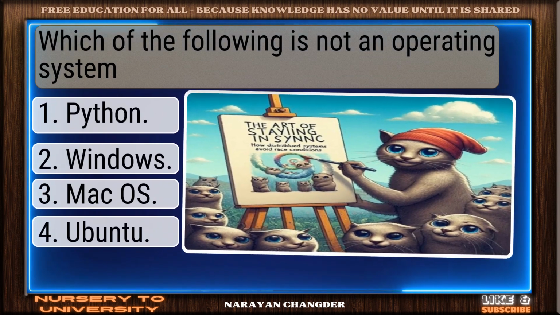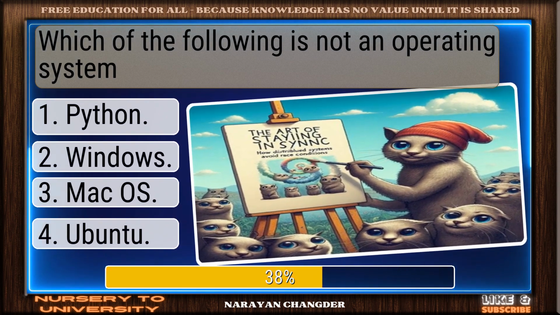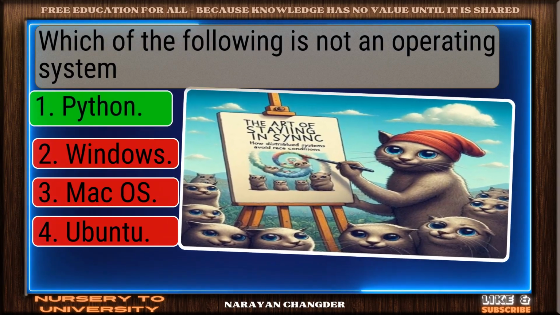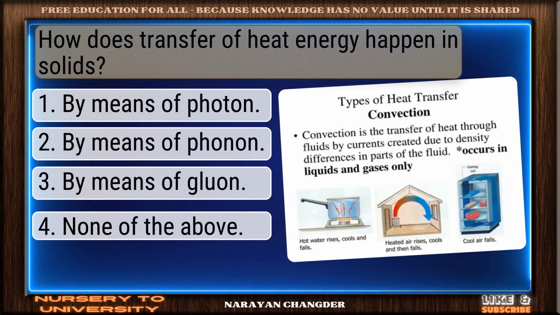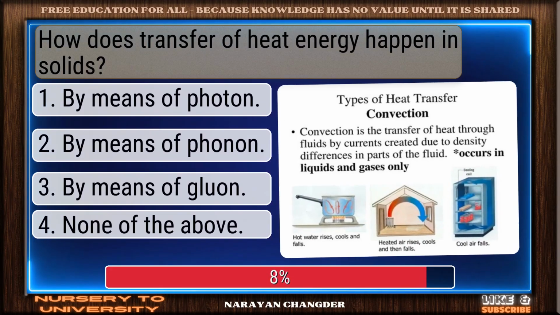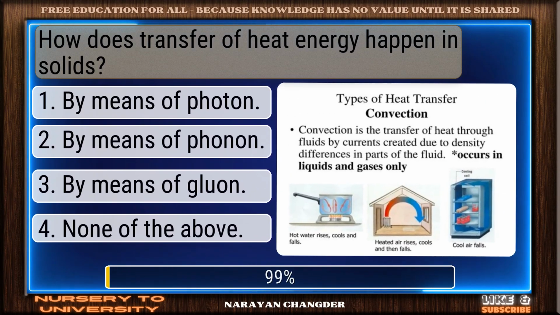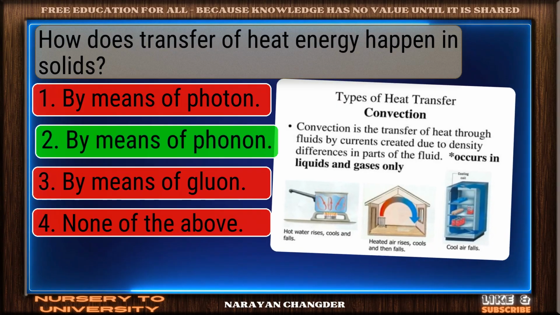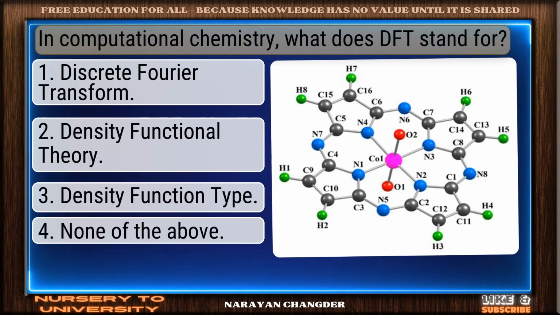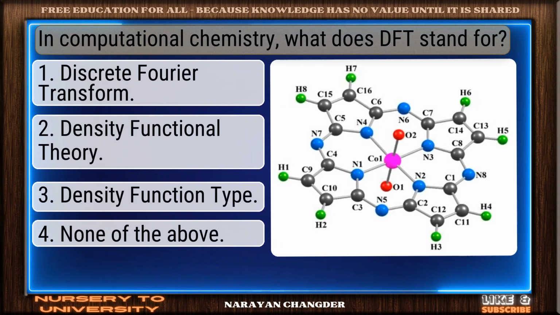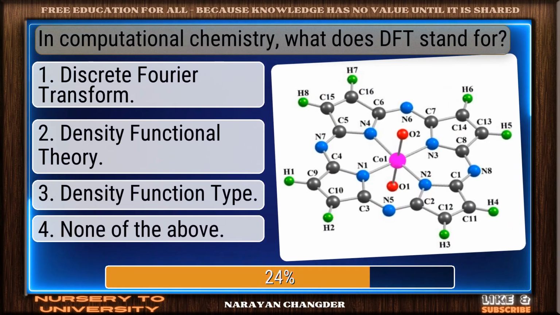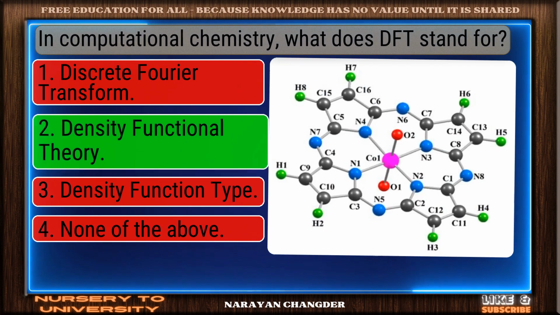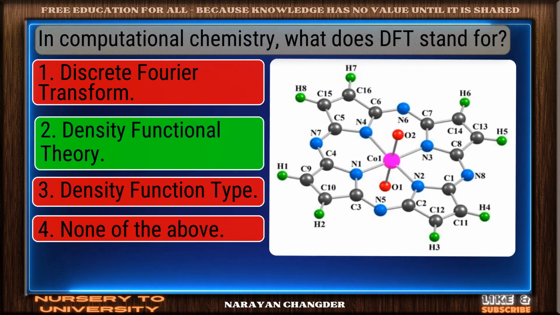Which of the following is not an operating system? Smart move. Python is an accurate answer. How does transfer of heat energy happen in solids? Exactly. By means of phonons makes sense, and it is the right choice. In computational chemistry, what does DFT stand for? Solid response. Density functional theory is a valid choice.